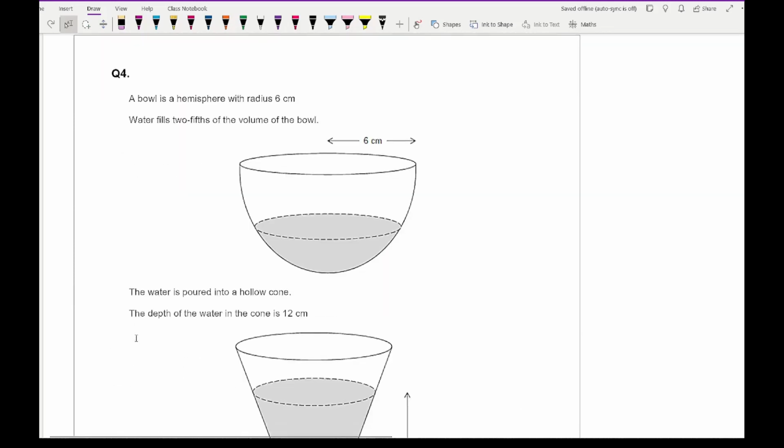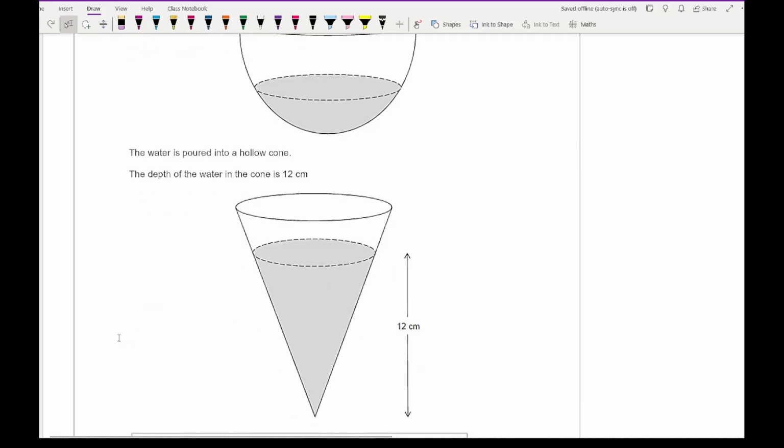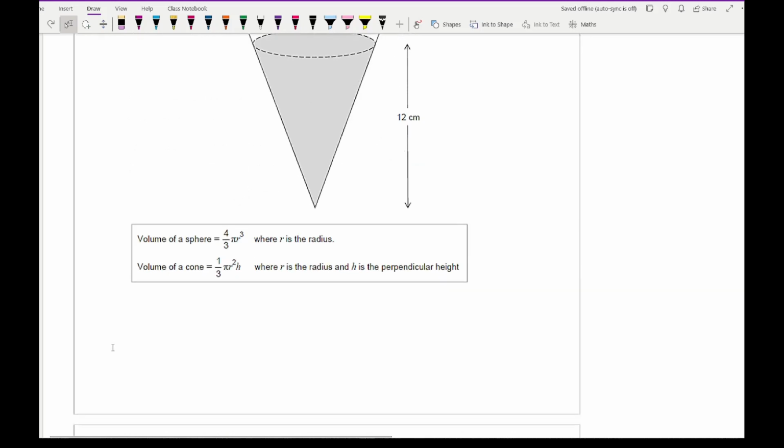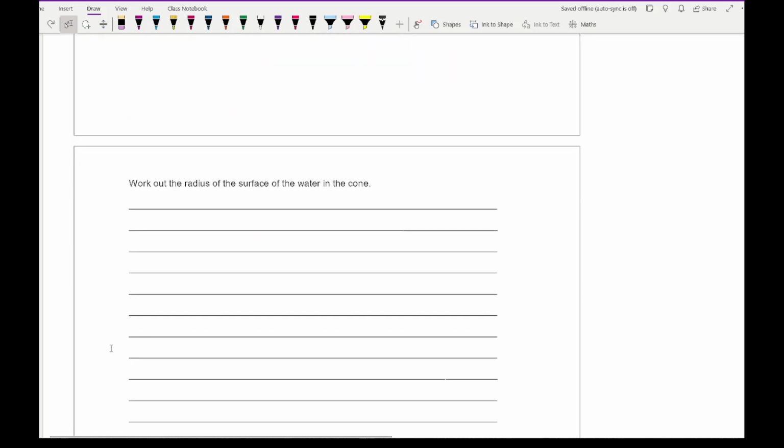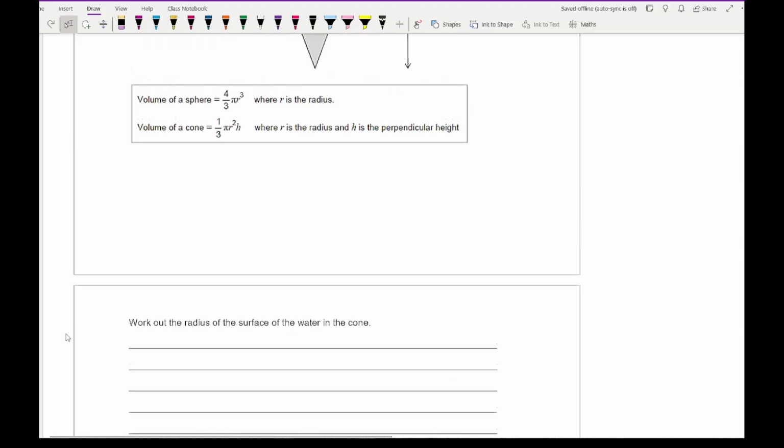Then moving on to question 4, it says that a bowl is a hemisphere with a radius of 6. Water fills 2/5 of the volume of the bowl. The water is poured into a hollow cone. The depth of the water in the cone is 12 centimeters. And we've got the formulas there. And the question is asking us to work out the radius of the surface of the water in the cone.